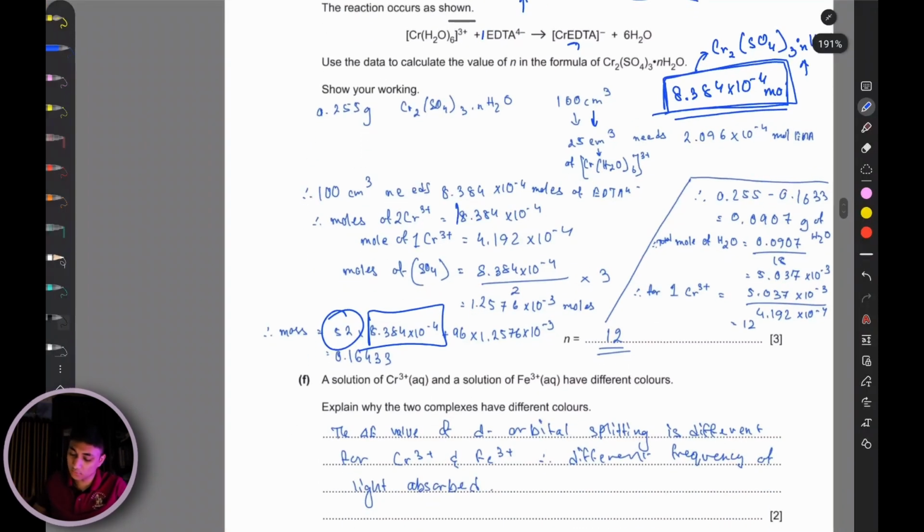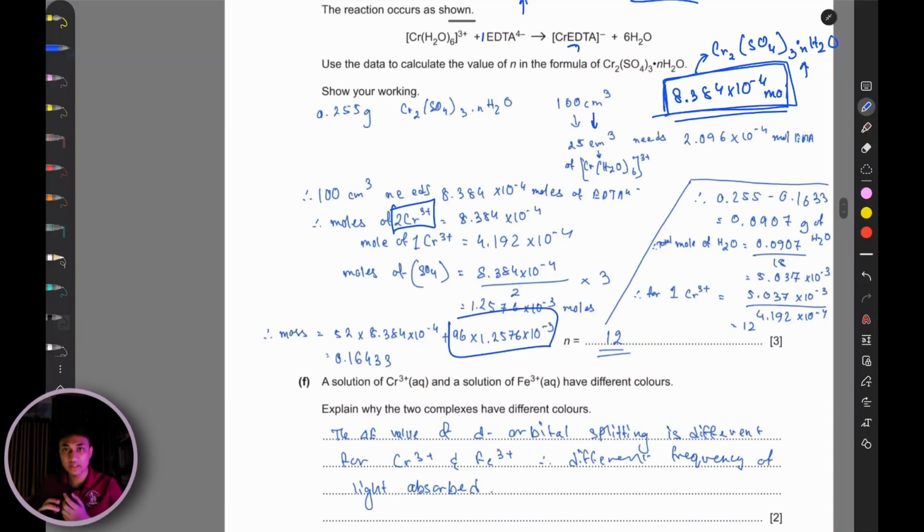So I'm going to use the total moles of chromium present in the compound. The total moles is 8.384 with respect to 2 portions of chromium ion being present, right? So that is your total moles of chromium ion. Multiply to find the mass of chromium. And now find the mass of sulfate. Sulfate has an MR of 96 times your moles, which is what you found over here. If you sum all of it up, it's going to be 0.16433. That is your mass with respect to both the ions, chromium and sulfate.